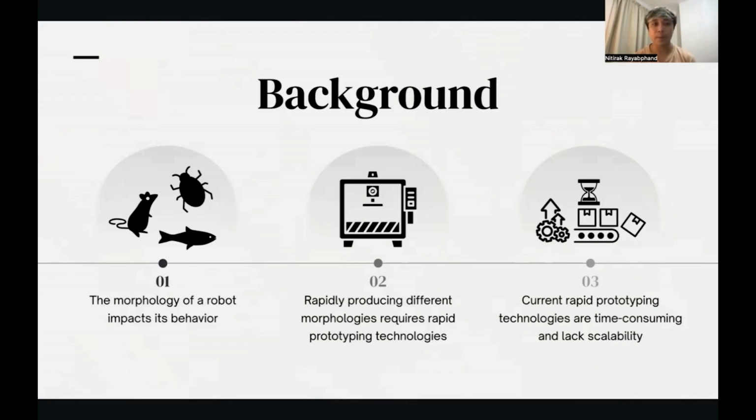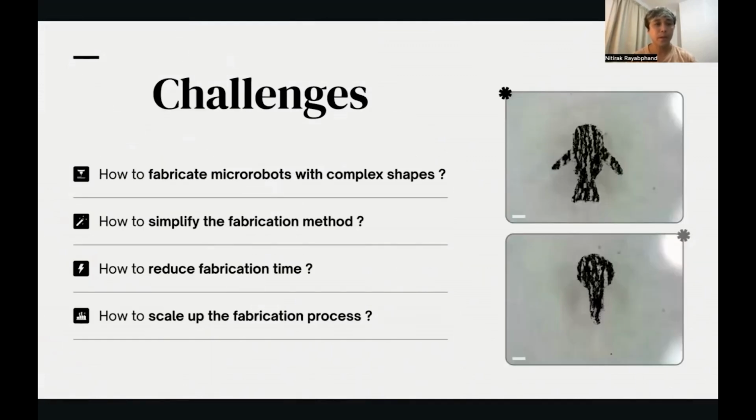The coming of rapid prototyping technology helps in building those robots within a short time, but still, current technologies such as 3D printing and lithography are time-consuming, lack scalability, and still require many pre- and post-processing. From the background I have mentioned, they lead to some questions: how to fabricate the micro robot with complex shapes, how to simplify the fabrication method, how to reduce the fabrication time, and how to scale up the fabrication process.